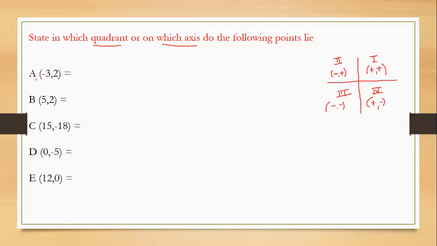So the first point is point A (-3, 2). Here, the first, that is the x coordinate, is a negative number and the y coordinate is a positive number. So the signs I got are minus and plus. Which quadrant has the signs minus and plus? It is the second quadrant, right? Minus and plus. So here we will write second quadrant.